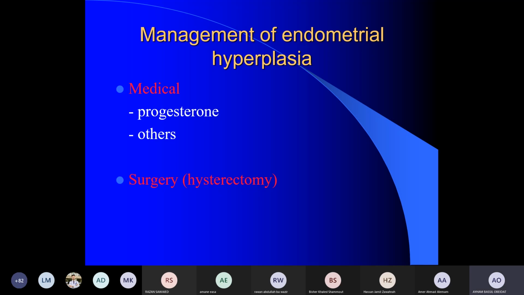Now, sometimes the patient is not willing to have a hysterectomy. She wants to keep her uterus, and in that case, we can offer them medical treatment in the form of progesterone. There are different formulations of progesterone. It could be cyclical, could be continuous, could be injections, could be oral, different forms. But the bottom line is you give them progesterone and you need follow-up. You just repeat the biopsies after 3 months to make sure that the changes have been corrected.